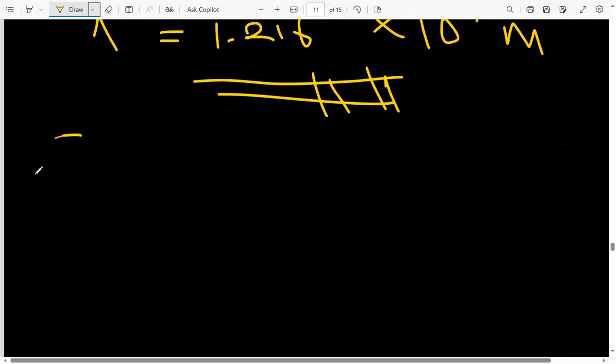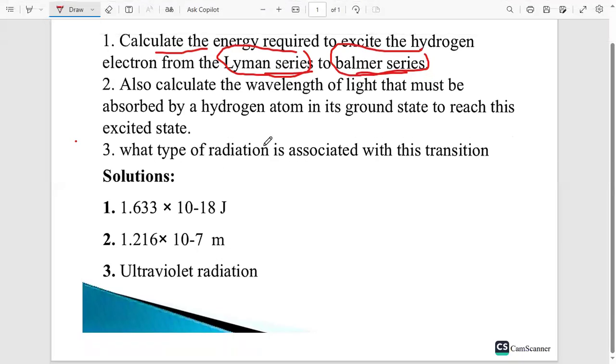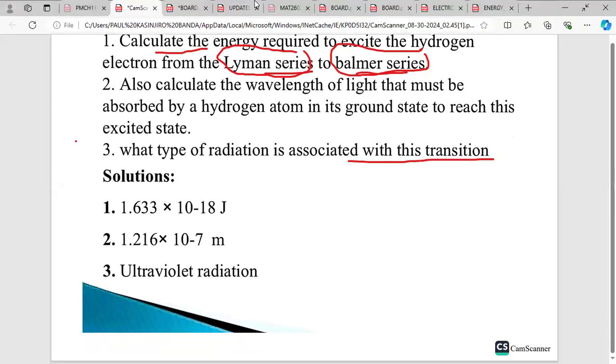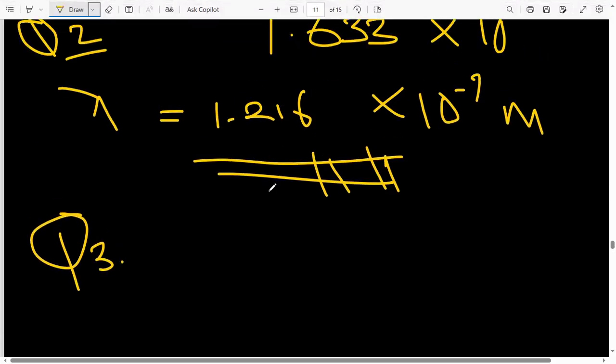And then our question 3 now states that, what is our question 3? So our question 3 here, they're saying what type of radiation is associated with this transition. Okay, so for you to know what type of radiation, you have to look at the value of the wavelength that you have.